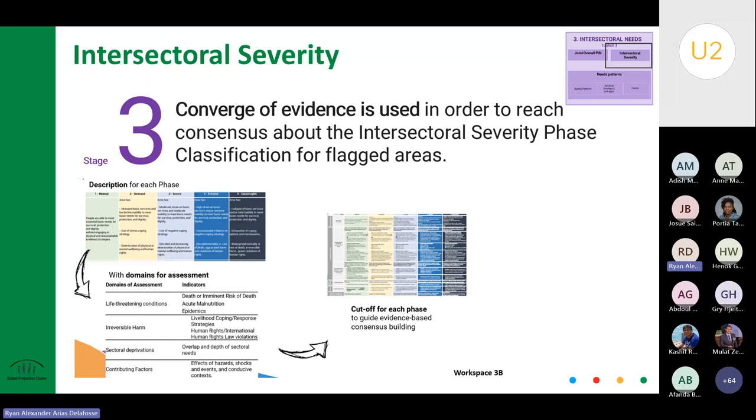Okay, so stage 3, for any of the admin areas that have flags, there is something called a convergence of evidence. Now, what this is, there is different guidance that would be provided. All the clusters are in a room together. There is a severity that is flagged. You have to choose what that intersectoral severity is. There will be domains of assessment: life-threatening conditions, irreversible harm, sectoral deprivations, and contributing factors that are then going to help you choose which phase to be used. This is also a time where you can bring in supporting data as well.